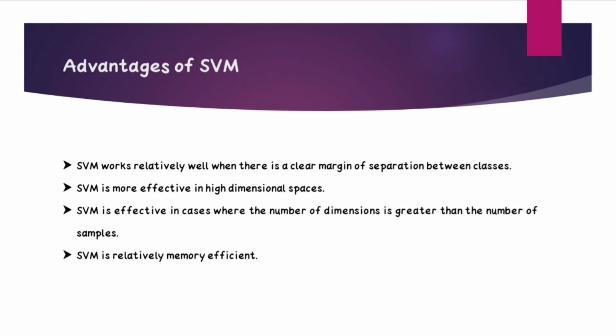Advantages of SVM. SVM works relatively well when there is a clear margin of separation between classes. SVM is effective in high dimensional spaces. SVM is effective in cases where the number of dimensions is greater than the number of samples. SVM is relatively efficient, and it can be used for image classification, text recognition, face recognition, and more. It is very helpful for such recognition tasks.